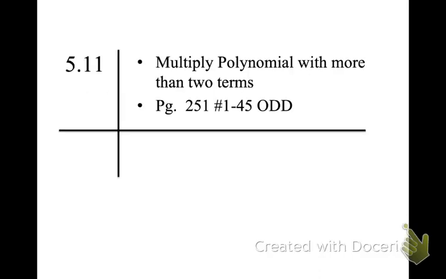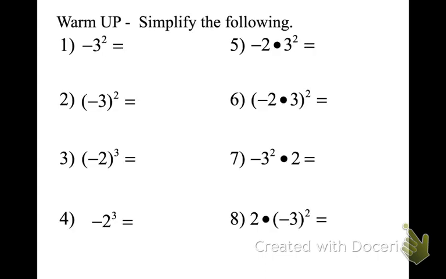All right, today we're doing 5-11. We're multiplying polynomials with more than two terms. We're actually doing the practice test tonight, and this is the homework for tomorrow night. Okay, 5-11, 1 through 45 odd.